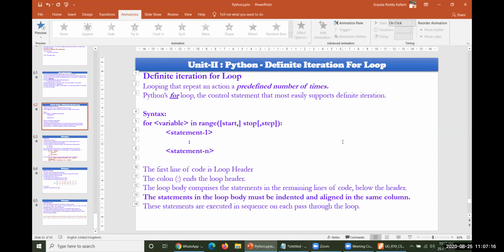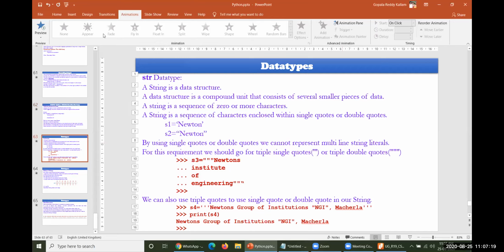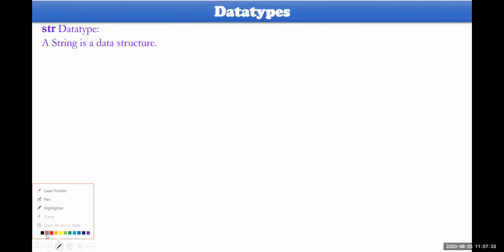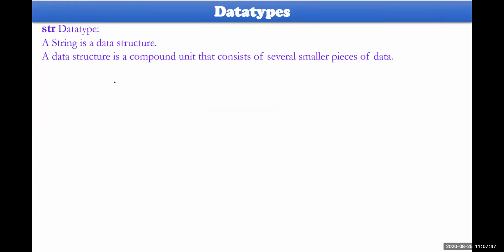So where is it? Yeah. So this is the string data type. In Python, not exactly in Python, in any programming language, a string is a data structure, because it is not a simple scalar value. So it could be considered a data structure. Why is it called a data structure here? A data structure is a compound unit which could consist of the same kind of pieces of data.